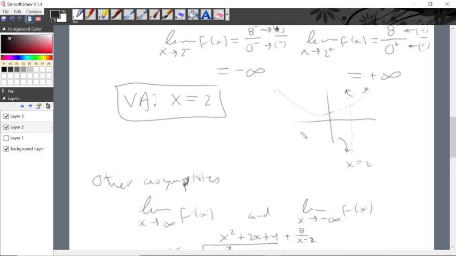Now we also know, by the way, the function approaches the vertical asymptote from the left like this, and we know it has to approach the parabolic asymptote either from above or below over here.